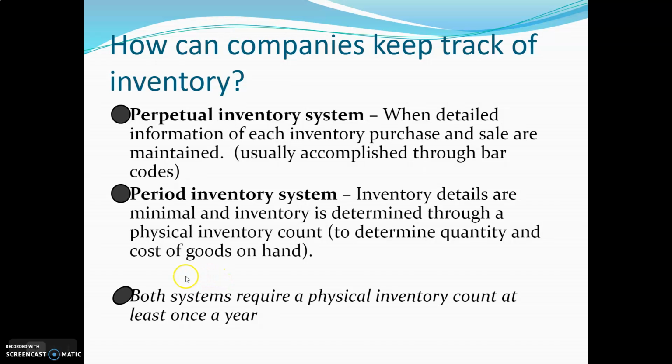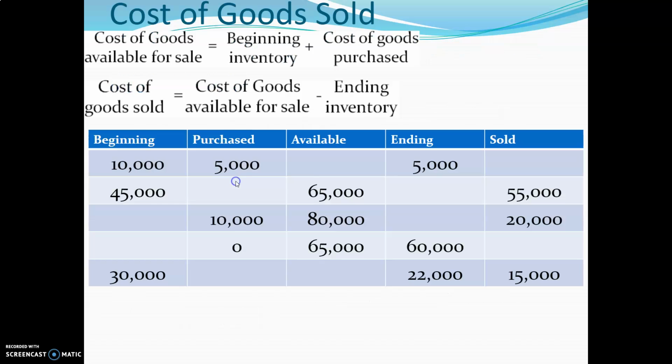Regardless of which system you use, both systems require a physical inventory count at least once a year. And the reason for that, well, even if you have a perpetual inventory system, there are some shady people out there who do try and steal stuff from you, and you have to make sure that your inventory is accurate. So you see those people with the machines going around and scanning things just to make sure that those items are in fact in inventory.